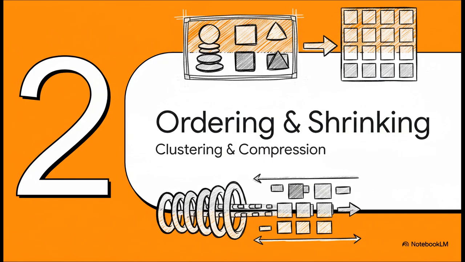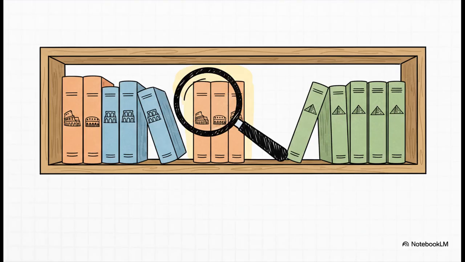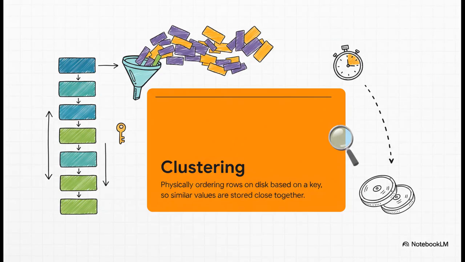These are all about arranging data even more intelligently inside those partitions and at the same time making it take up a whole lot less space. So clustering basically takes our library analogy one step further. It's not just about putting all the history books in the same section of the library. It's about making sure all the books on, say, Roman history are sitting right next to each other on the very same shelf. So the really crucial point here is that clustering physically reorders the rows on the disk itself based on some key you choose.